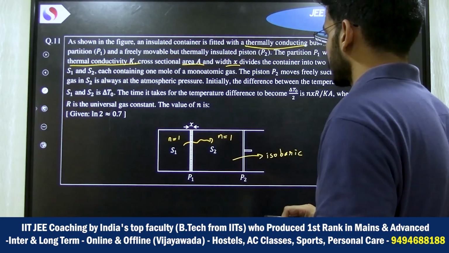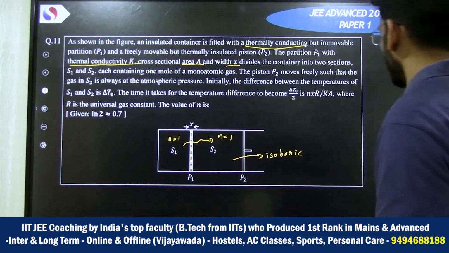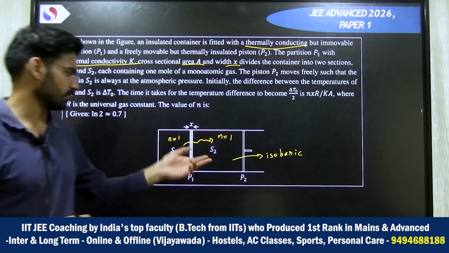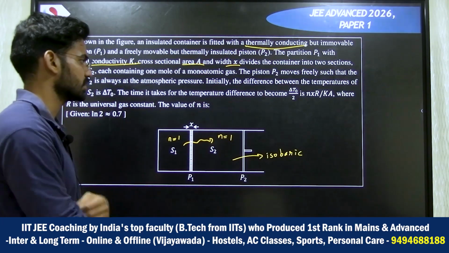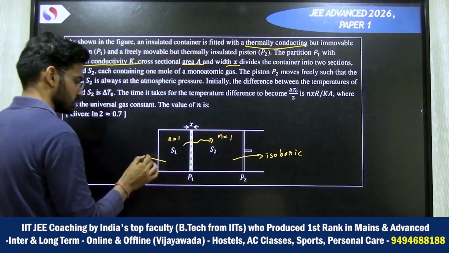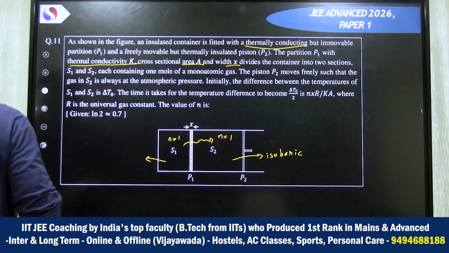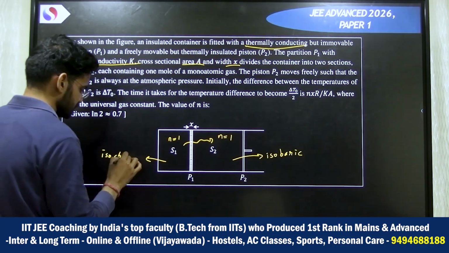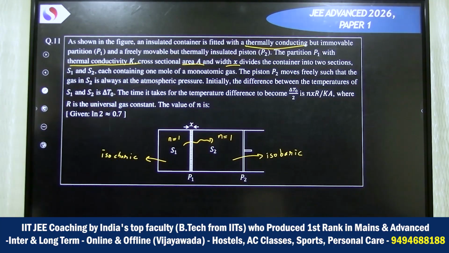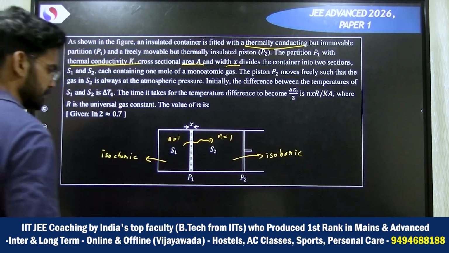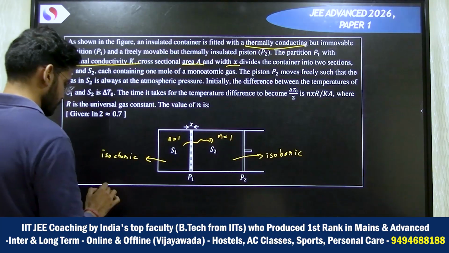The time it takes for the temperature difference to become delta T naught by 2 is asked. So initially there was a temperature difference due to which heat will flow, right? And finally the temperature difference is delta T naught by 2. Because the volume of the S1 portion is constant, we can say this is isochoric, a constant volume process. So here the heat given by this will be the heat taken by this, correct? So here I can say the dQ you will write down.